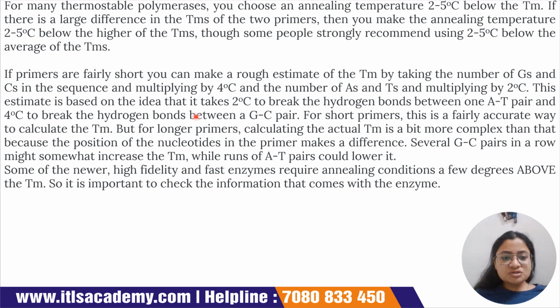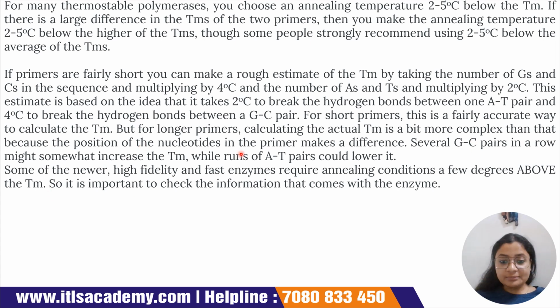This estimate is based on the idea that it takes 2 degrees Celsius to break the hydrogen bonds between one AT pair and 4 degrees Celsius to break the hydrogen bonds between a GC pair. क्योंकि obviously जिसमें hydrogen bond ज़्यादा रहेगा उसके लिए temperature ज़्यादा लगेगा break करने के लिए, isn't it? For short primers, this is a fairly accurate way to calculate the TM.